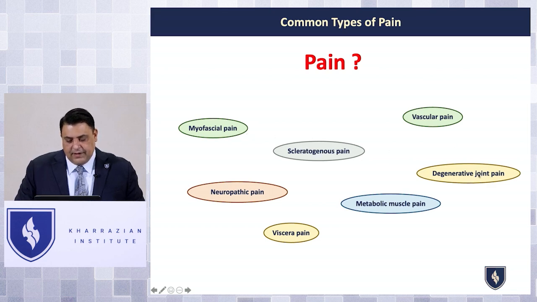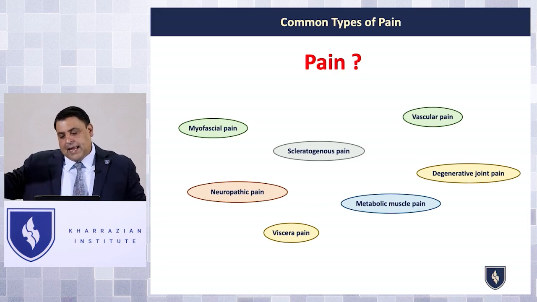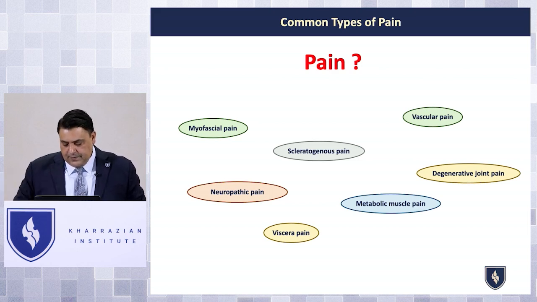Now, when you're looking at different types of pain, we have myofascial pain, sclerotogenous pain, vascular pain, degenerative joint pain, metabolic muscle pain, visceral pain, and neuropathic pain. And these are telling you the origin, the structures involved, and the mechanism of their nociceptive activation. So you really want to try to clearly define these when you do your history. So let's go over what each of these types of pains are, and then we'll talk about what can amplify them, and then we'll go from there, okay?